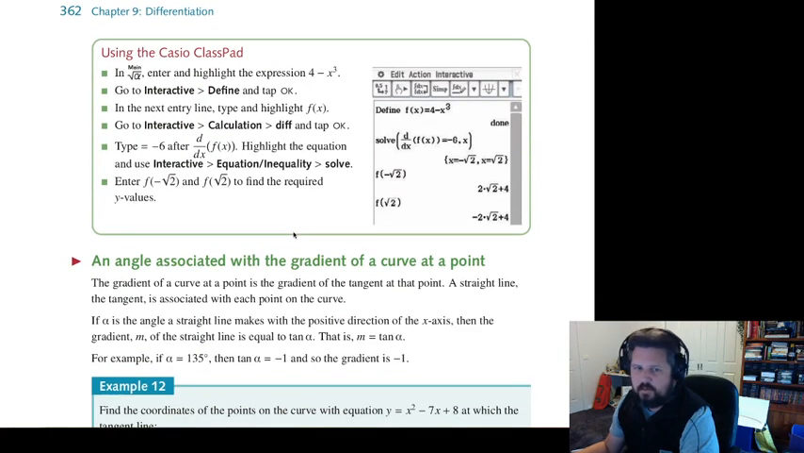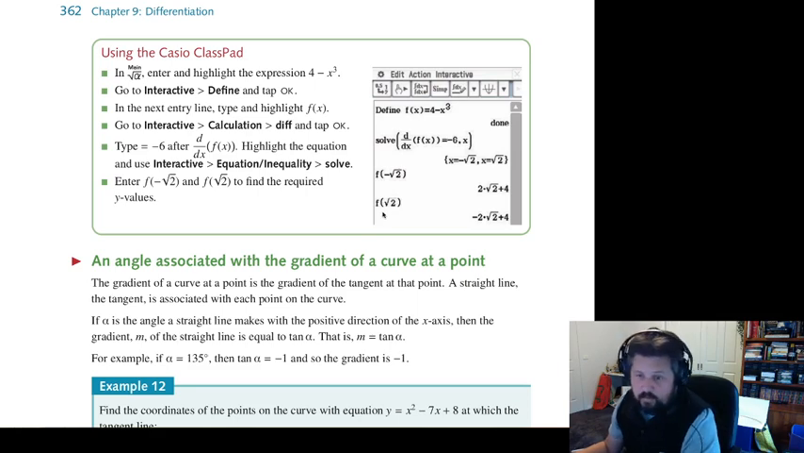Cool. Again, there's some use of your calculator that I would like you to have a look at, that I believe you should be able to follow along. Again, you can achieve this. Have a go at that one.